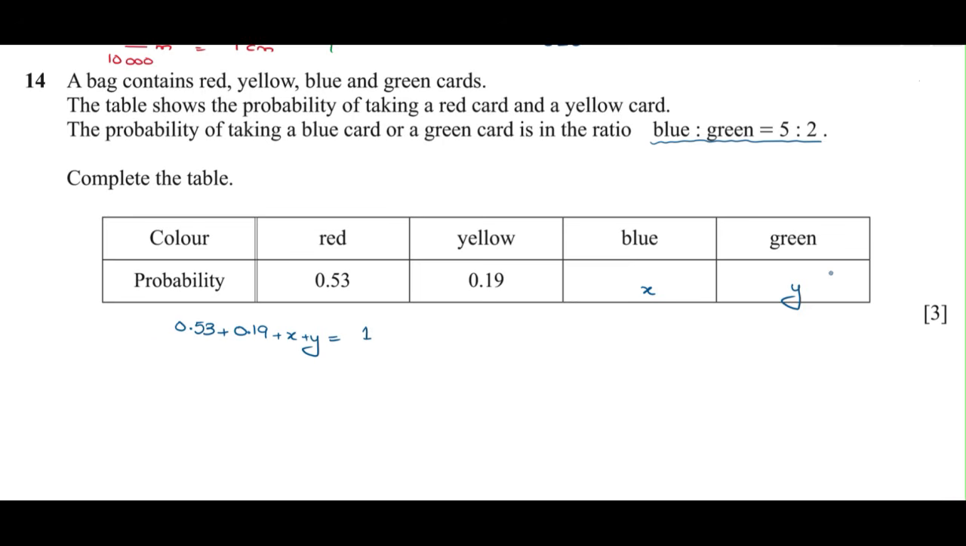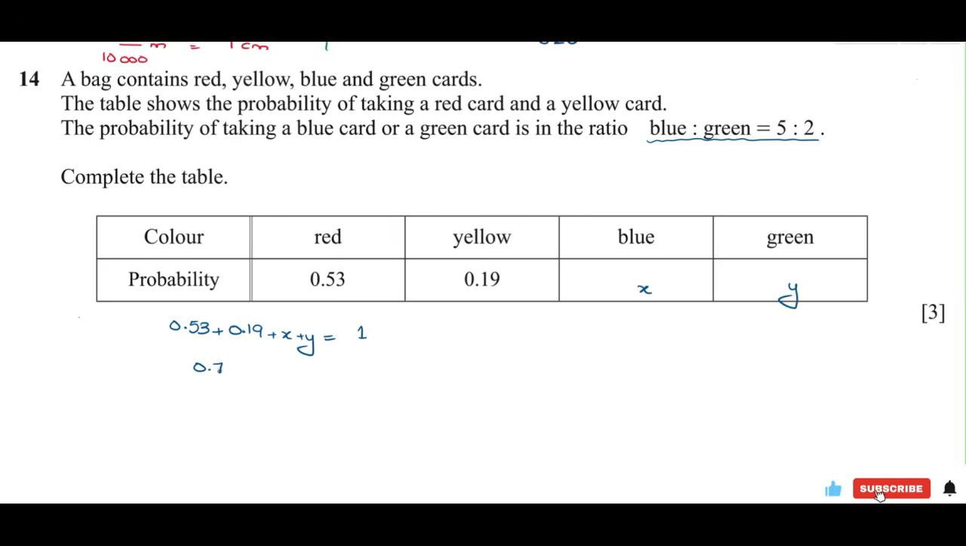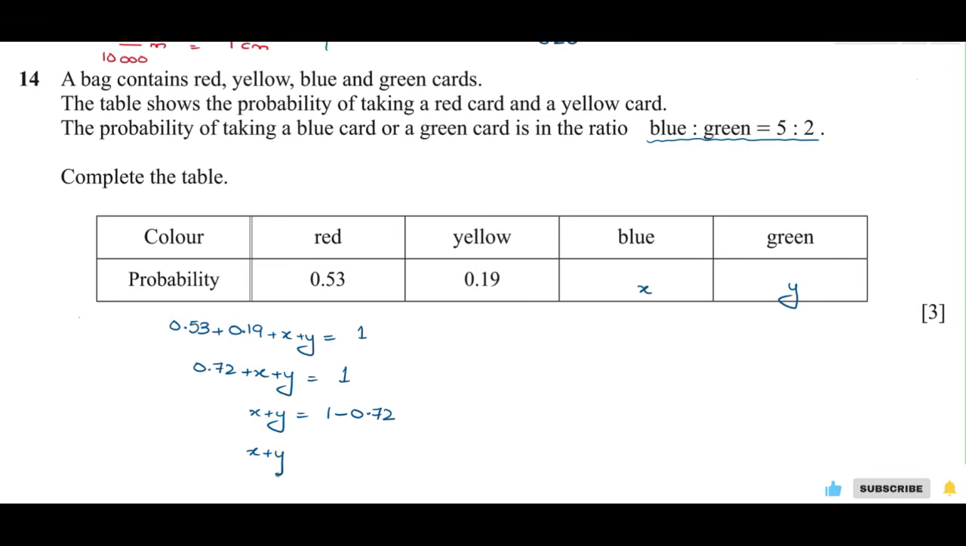Okay, so now let me figure out what is the sum of these two with the help of calculator. Now let me simplify. We have 0.53 plus 0.19, and that is equals to 0.72. This is 0.72 plus x plus y, which is equals to 1. Okay, what is x plus y? X plus y is equals to 1 minus 0.72. Now 1 minus 0.72 is 0.28. So the sum of x plus y is 0.28.